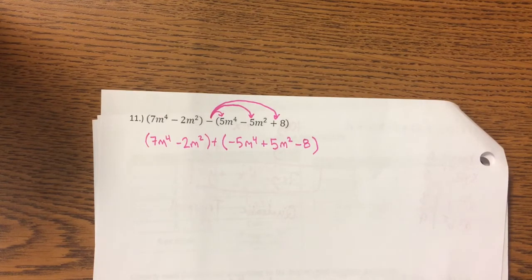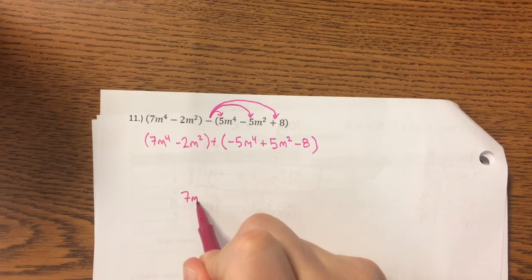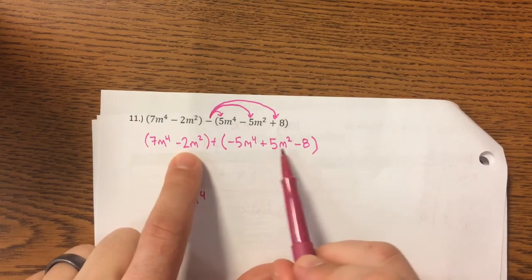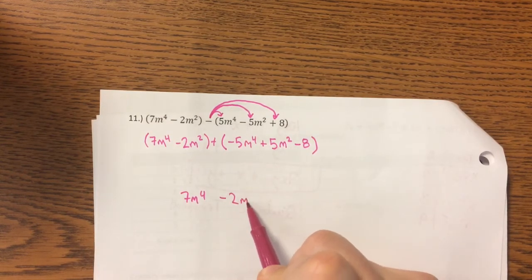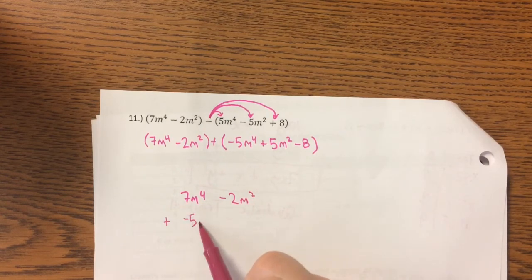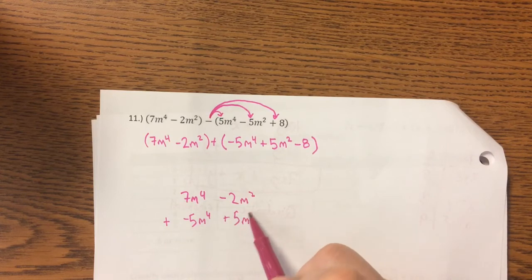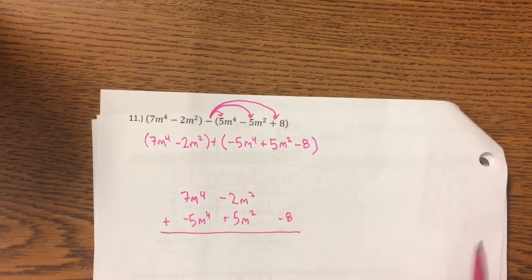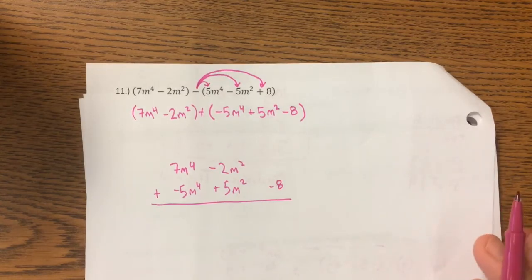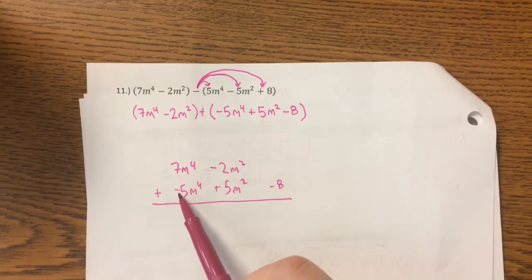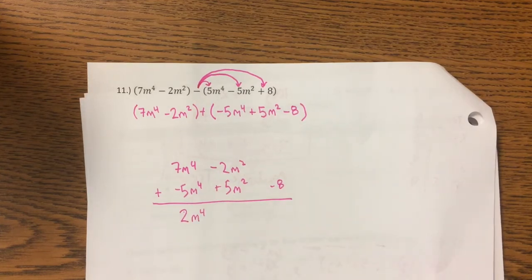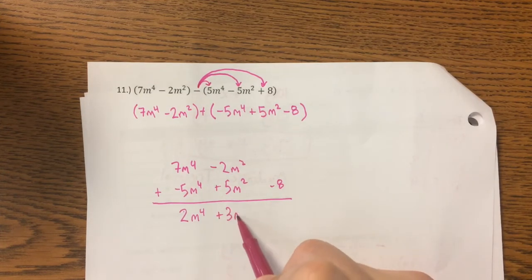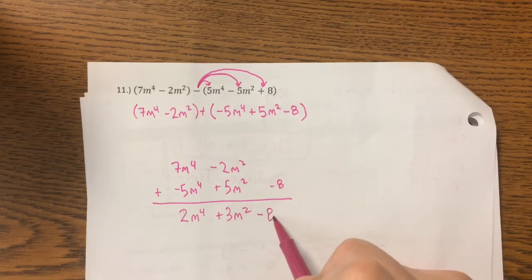Now I'm ready to stack and then add, right? So I've got 7m to the 4th. I don't really need to leave space, because neither one of these has an m cubed. So minus 2m squared. I'm going to add that to negative 5m to the 4th plus 5m squared minus 8. And then just add your like terms. 7m to the 4th plus negative 5m to the 4th is 2m to the 4th, plus 3m squared. And this has nothing to combine with, so just minus 8.